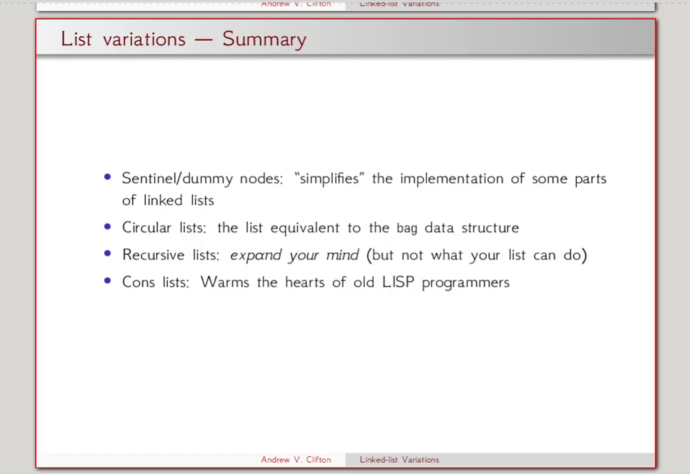All right, to summarize, we got the notion of sentinel or dummy nodes, which simplify the implementation of insert and erase at the expense of making us think a little bit more everywhere else. We've got our circular lists, which are like the bag data structure, where the tail's next points back to the head. We've got recursive lists, which expand how we think about lists, but not really what we can do with them. And then cons lists, again not really a general purpose data structure, but if you are an old Lisp programmer like I am, then just seeing them gives you the fuzzies. All right, so that'll do it for list variations.